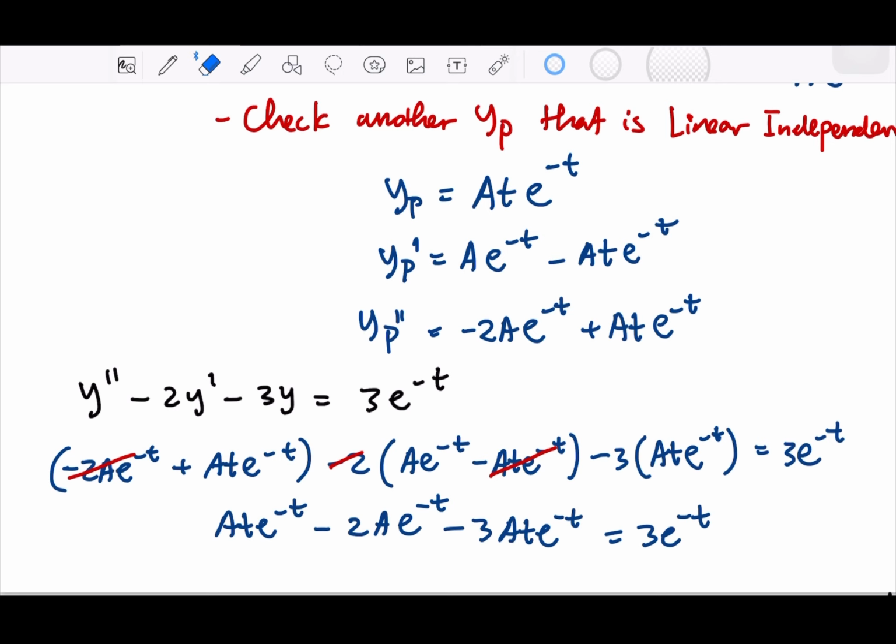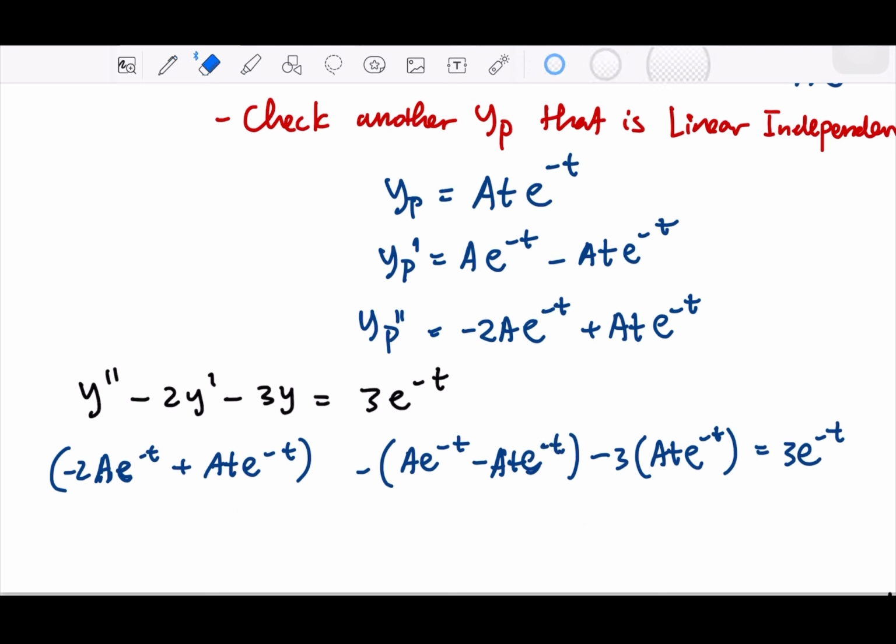Oh wait, I think I made a mistake here. We can cancel this out. Minus 2a e minus a t e. I think I have some problem here. Okay, let's just continue later. But I believe you can solve this and find the a.